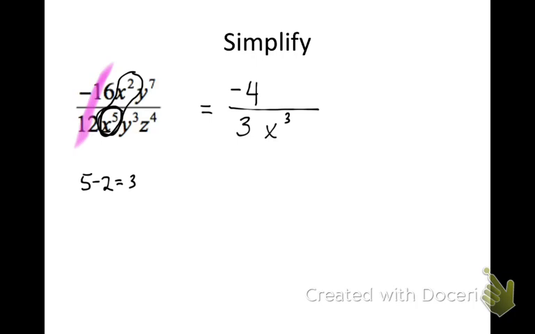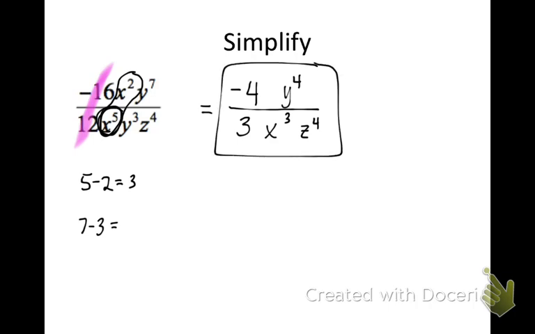For my y's, I'm going to do 7 minus 3, my larger exponent minus my smaller exponent, and I get y to the fourth on the top. It's going on the top because there were more y's. I don't have another z to combine with my z, so I'm just going to leave z to the fourth where it is. This is my final answer.